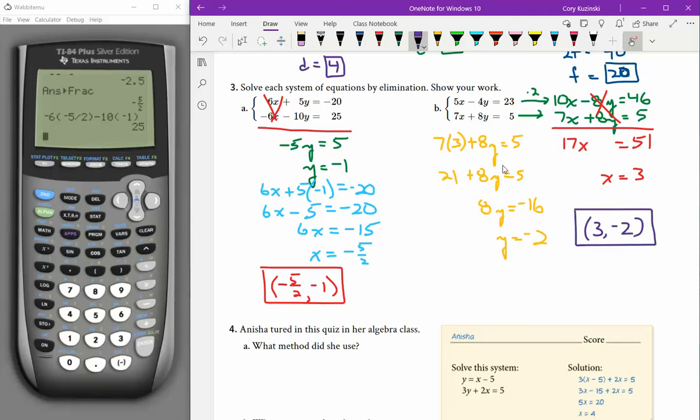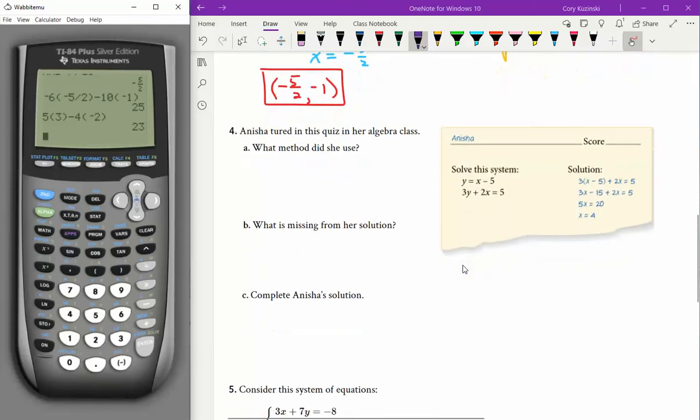We know that works in the bottom equation. We just used it here in orange. Why don't we plug it into the top equation? 5 times 3 minus 4 times negative 2. And this should give us 23. It does, so we know we've got the right answer.